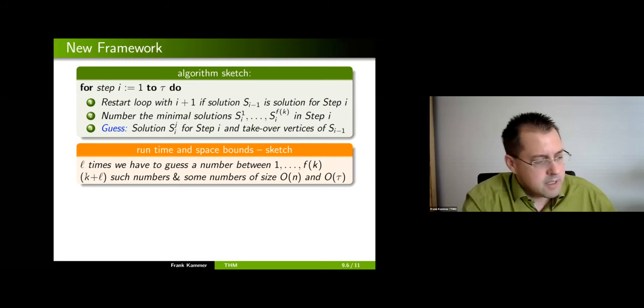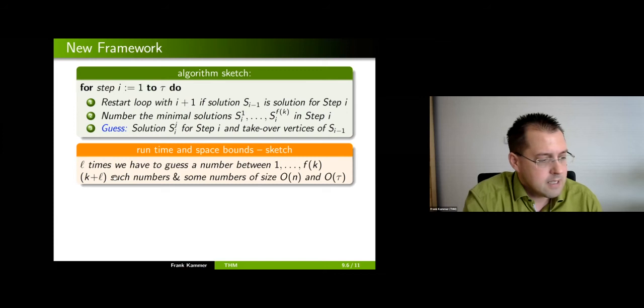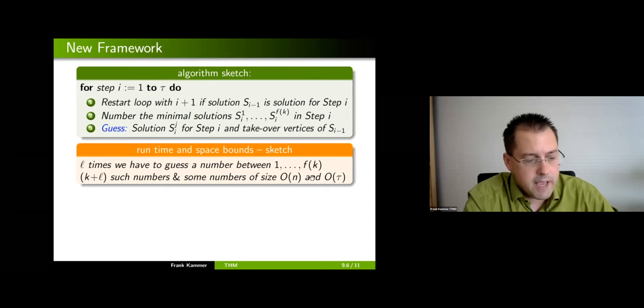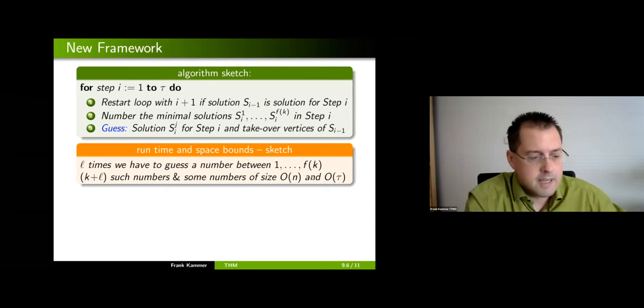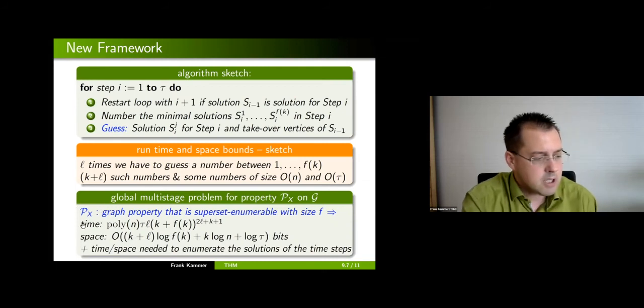So we have to store the initial guess, so the initial solution, and the L guesses, which means we have to store k plus L such numbers of size f of k, and some numbers to do some verification in the graph of size O of n, and to iterate over all the lifetime. So we also need to store a number of size O of tau.